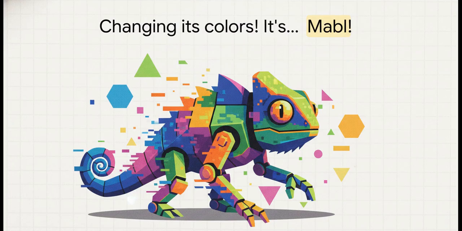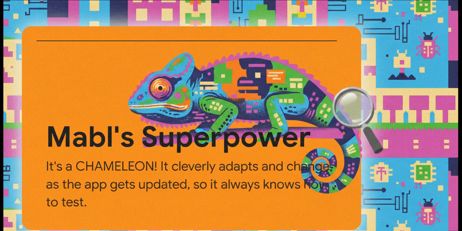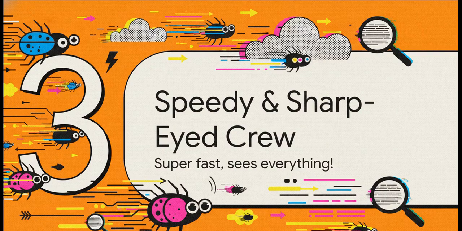Whoa, look over there. It's changing colors. It's Mabl. This one is a master of disguise. Mabl's superpower is that it's a chameleon. You know how a real chameleon changes its colors to blend in? Well, Mabl cleverly changes and adapts every time a game gets updated. It just automatically learns all the new stuff so it can keep finding bugs. How cool is that? Are you ready for our last team?